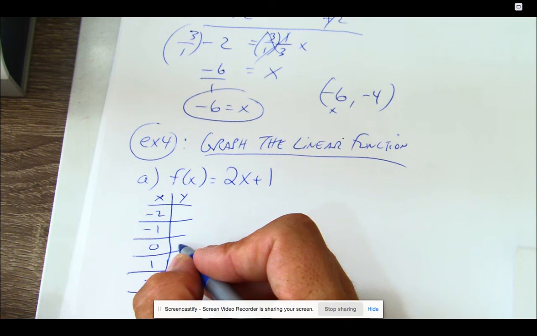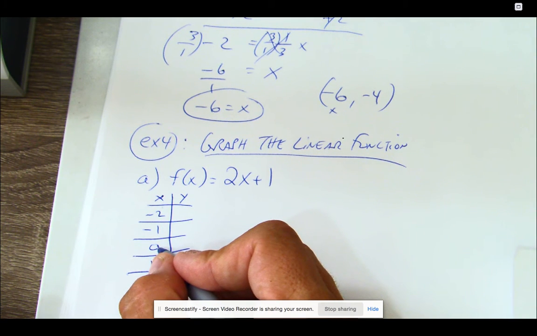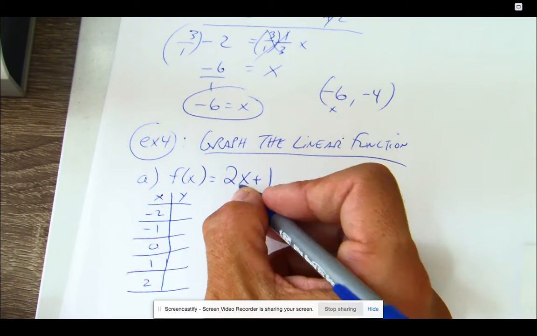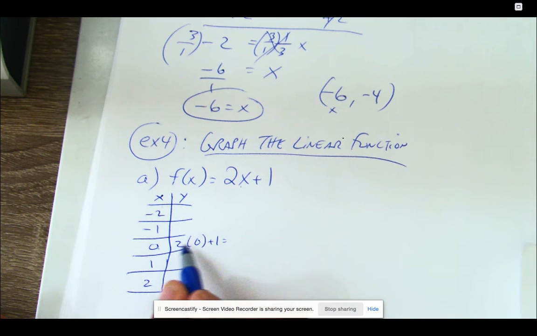Now, I'm going to start with the easiest one I can find. Negative 2, negative 1, 0, 1, and 2. I'm going to start with 0. All that means is I'm going to take 0 and plug it into my function and see what it makes. Well, 2 times 0 is 0, plus 1 is 1.